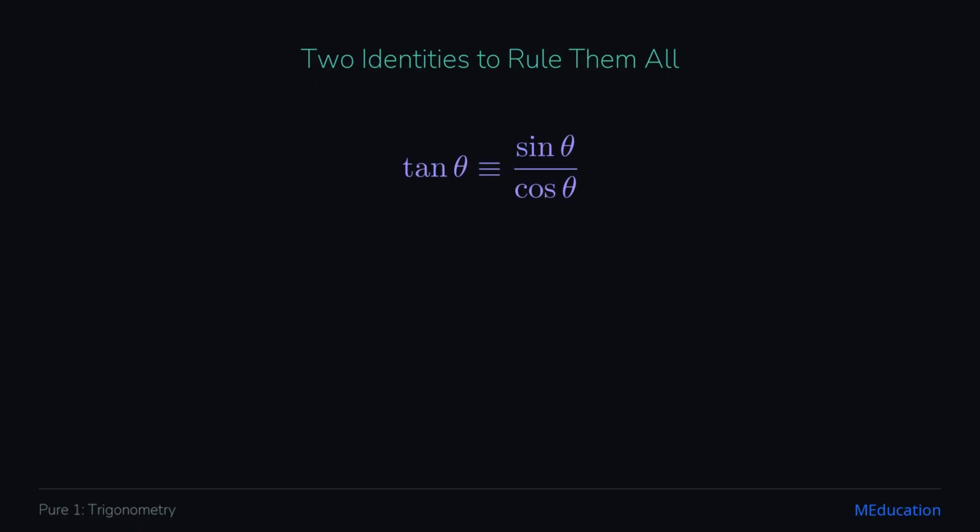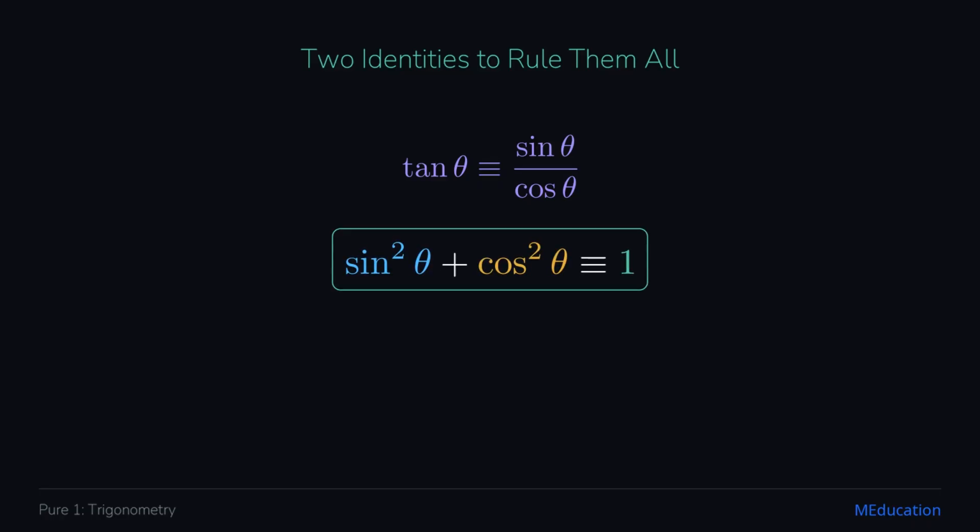Pure 1 needs exactly two identities. Tan equals sine over cos, which you already met. And sine squared plus cos squared equals 1, an identity so reliable it should be paying rent in your working. Together they convert almost any trig expression into any other.